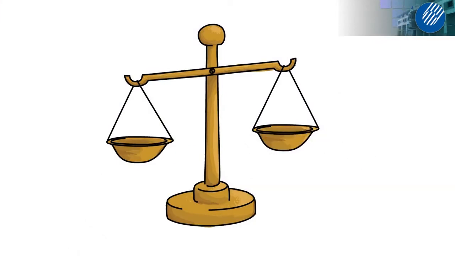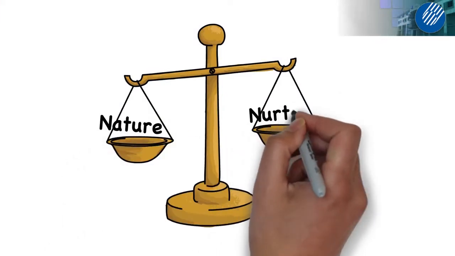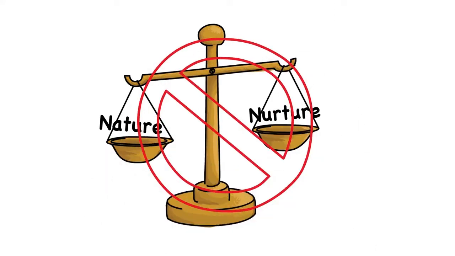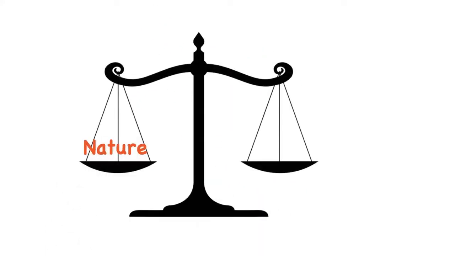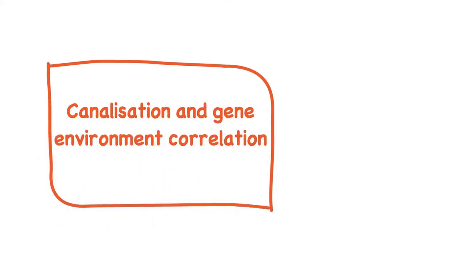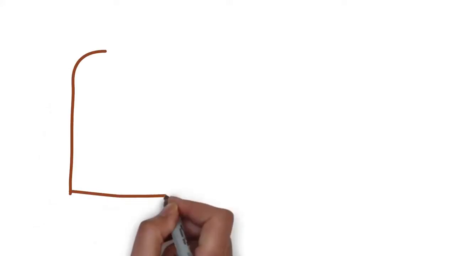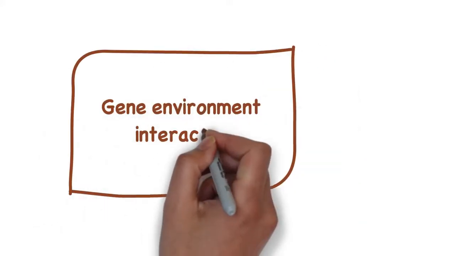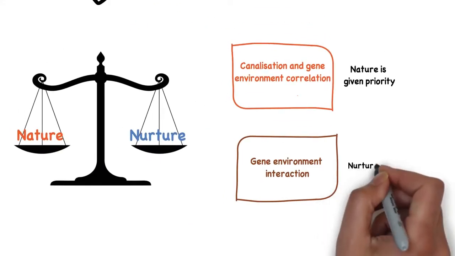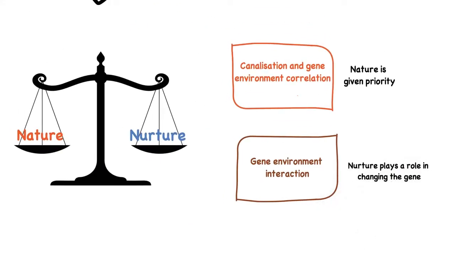However, which is stronger, nature or nurture? That has always been the question at hand. The truth is none. It is not nature versus nurture, but rather nature and nurture. They actually work hand in hand. Sometimes, in cases of canalization and gene-environment correlation, nature is given priority. However, in cases of gene-environment interaction, the gene is affected in how it responds to the environment. Meaning, nurture can also play a role in changing the gene.